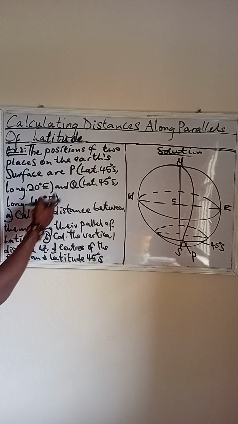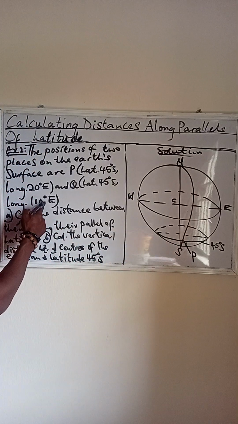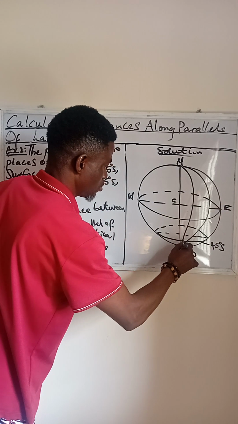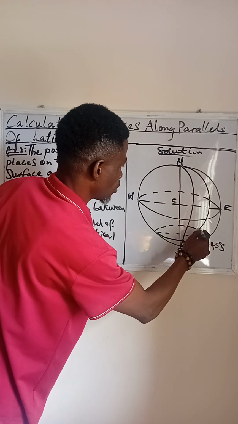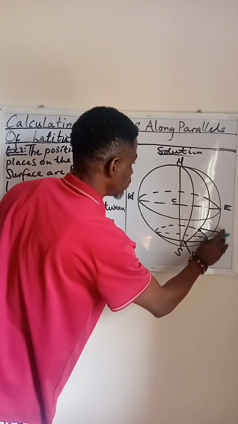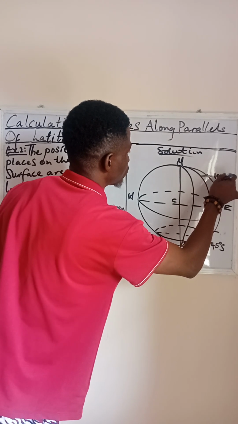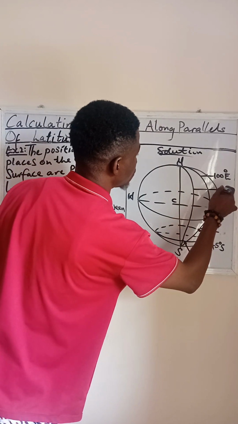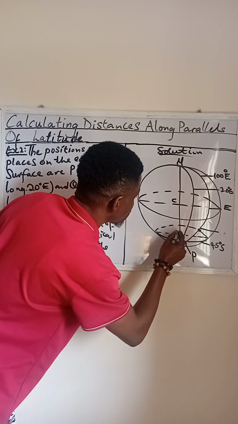Then Q, latitude 45 degrees. Don't need to draw another 45 degrees. And 100 degrees east. So you draw another 100 degrees east. This is the point of intersection for this one, which is 100 degrees east. So this one is 20 degrees east. And this is the center of the small circle.